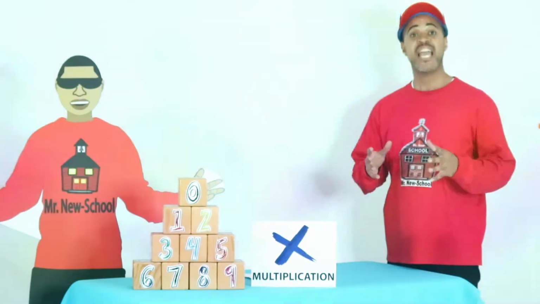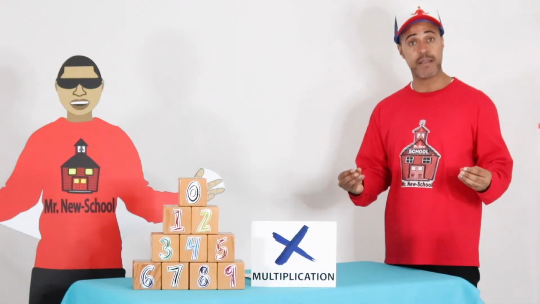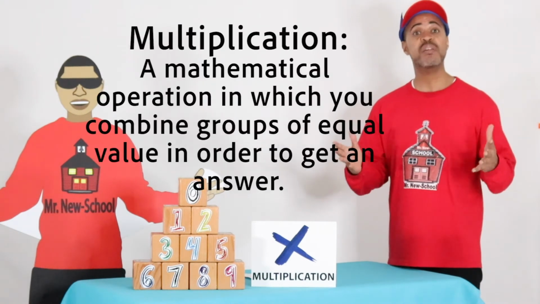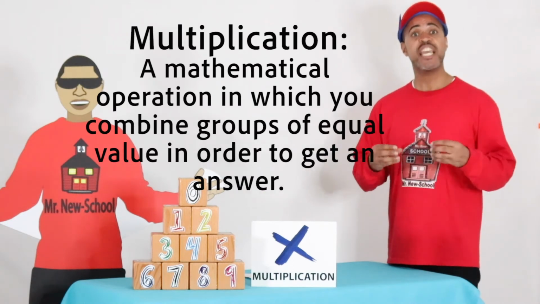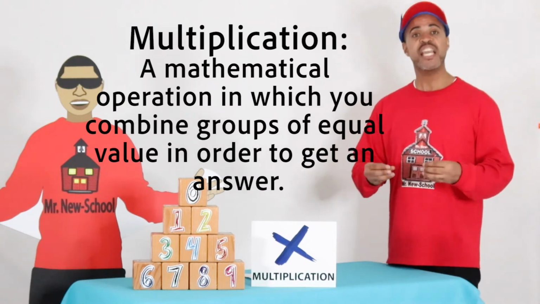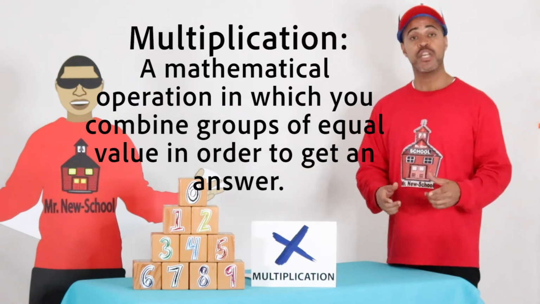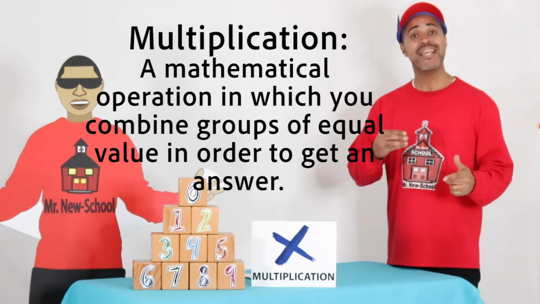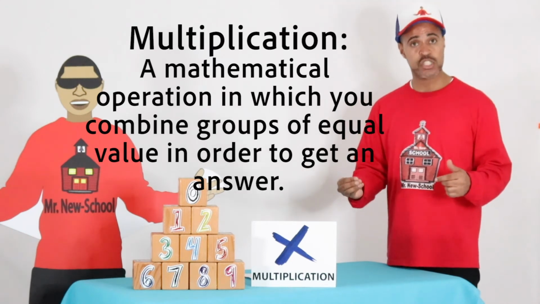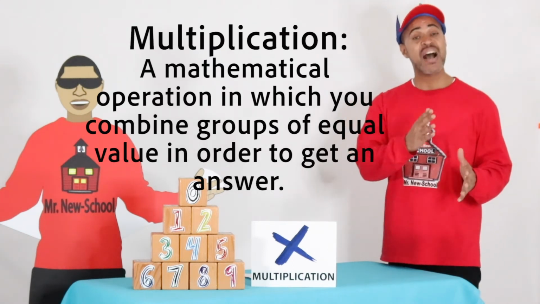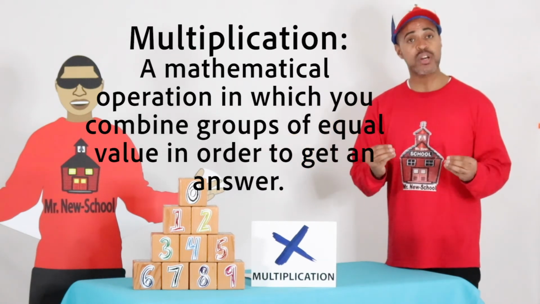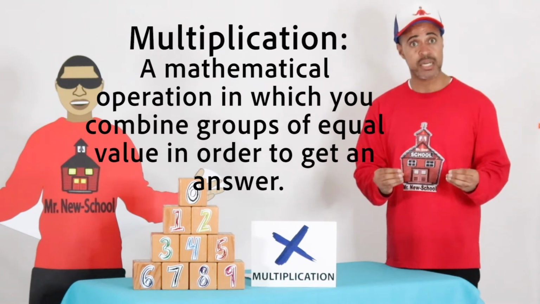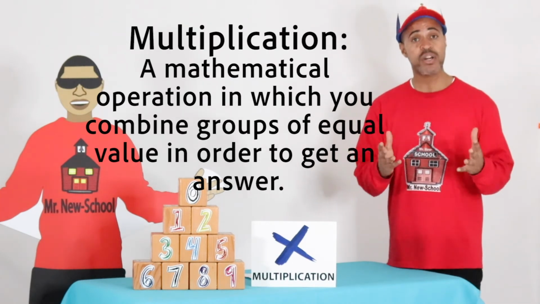We in the mix. And the final definition for the day is the star of the show, multiplication. Multiplication is a mathematical operation in which you combine equal groups in order to get an answer. For example, 5 times 3 equals 15. It is a shortcut of repeated addition. Multiplication is a shortcut to repeated addition. 1 times 7 is 7.